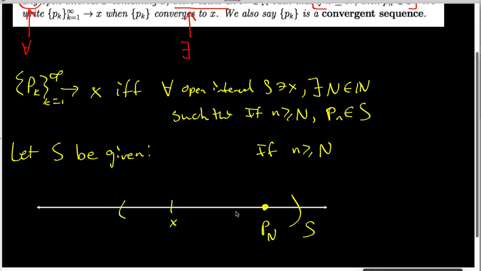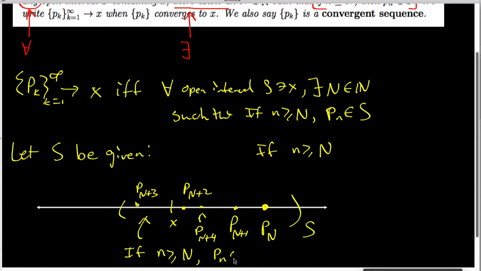So Pn might be there. Pn plus 1 might be here. Pn plus 2 might be here. Pn plus 3 might be here. And then we hop back here for Pn plus 4, and so on. But the point is that if little n is bigger than capital N, Pn belongs to this particular open interval.